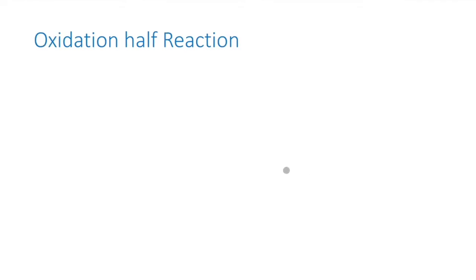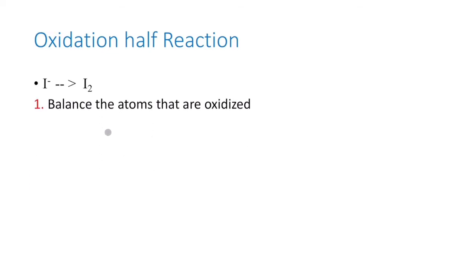Now we will go to the oxidation half reaction. The oxidation half reaction in this case was I minus giving us I2, right? So iodide is giving us I2. The first thing to do is to balance the atoms that are being oxidized. Here we have one iodide minus giving us I2. This means that the iodine atoms are not balanced. So the first step, what are the atoms that are being oxidized, which is I. 2I minus gives us I2. This is the first step.